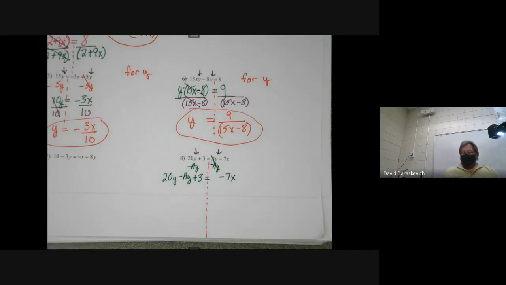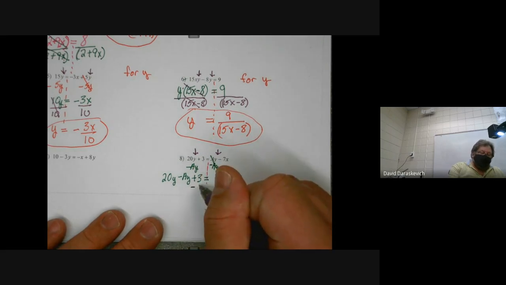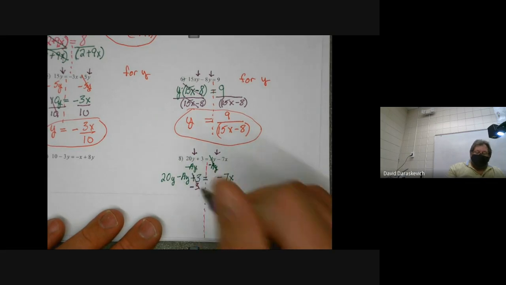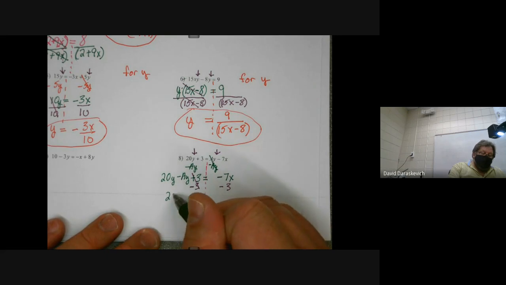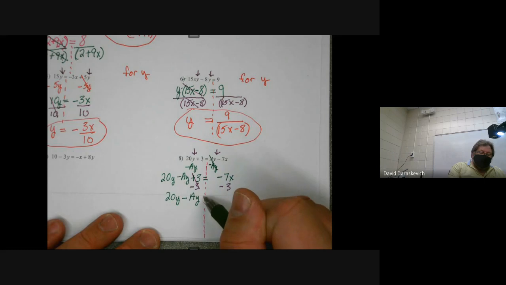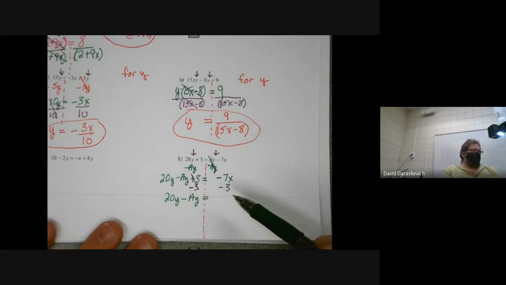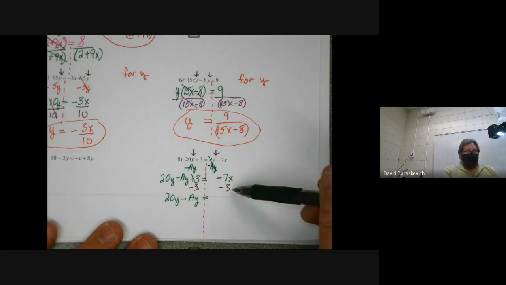With me? Okay, now I want to get just the y terms by themselves. So I'm going to undo the plus 3. I'm going to subtract 3. So I end up with 20y minus the ay equals, and please, this is another huge mistake, unlike terms. There's no x with that.